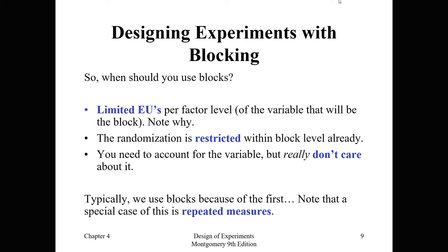so that we can account for that variation that's being added in the outcome. The second reason we might want to is because randomization is already restricted within blocking level. So we can't do full randomization. We have to randomize within blocking level. We talked about a couple of these examples in class, but this is a second time where you should use blocks because that is what a blocking factor is.